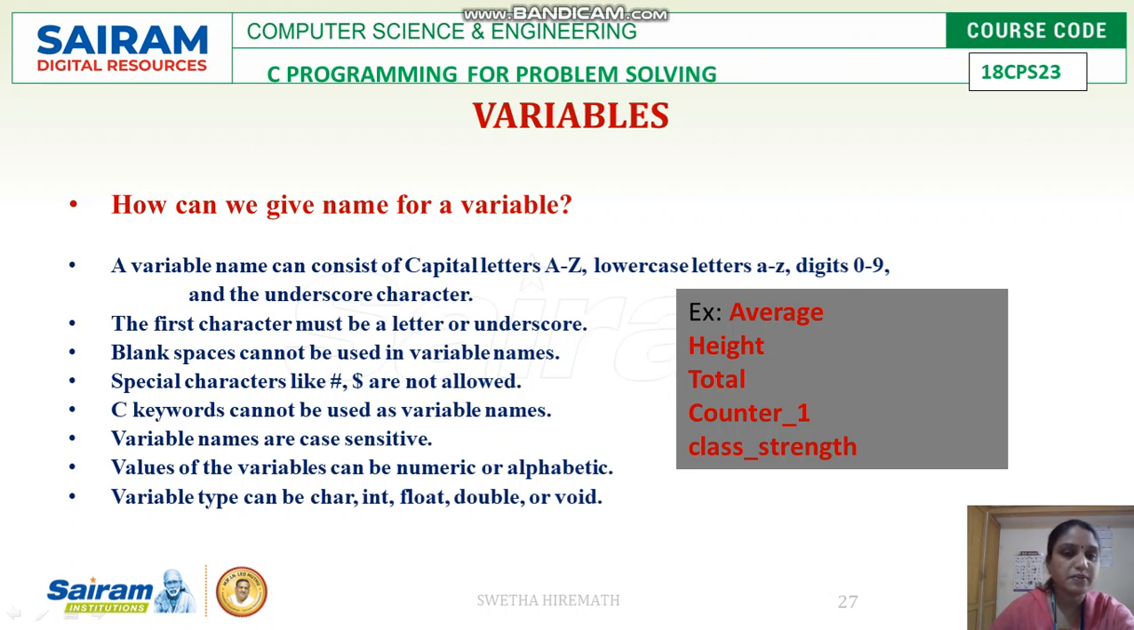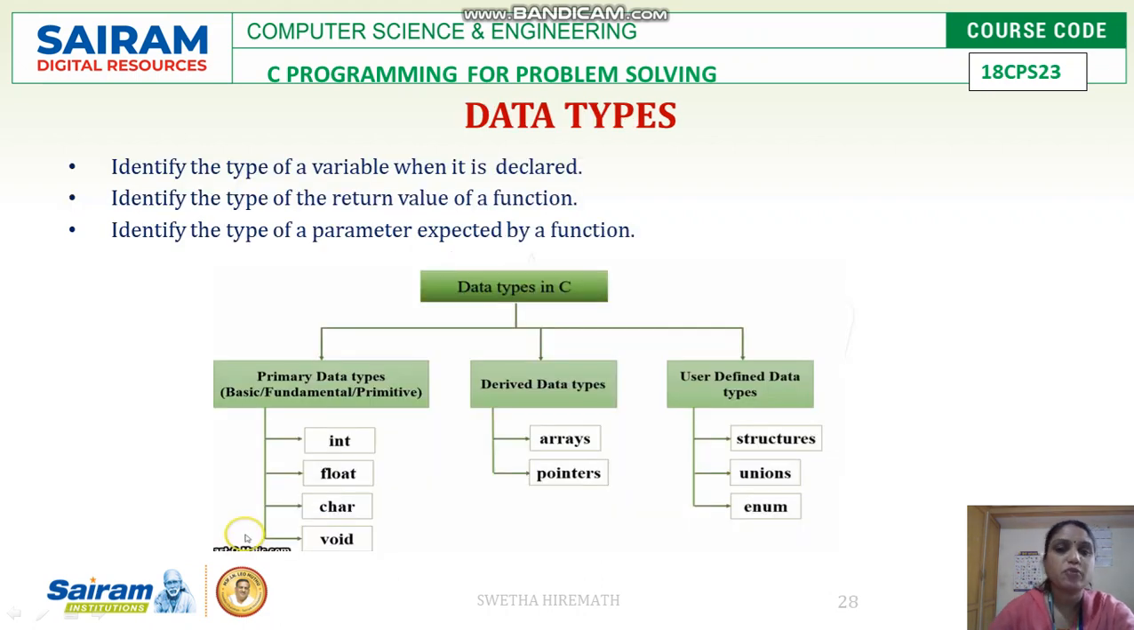Values of the variables can be numeric or alphabetic. Variable type can be character, int, float, double, or void. So we can see the set of examples here. Then that is about the variables.